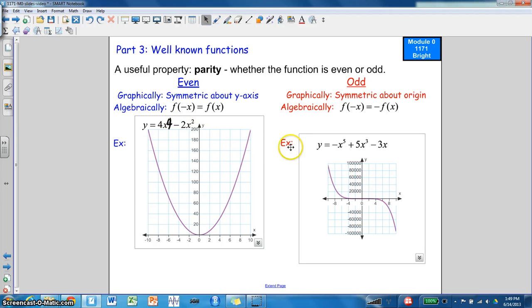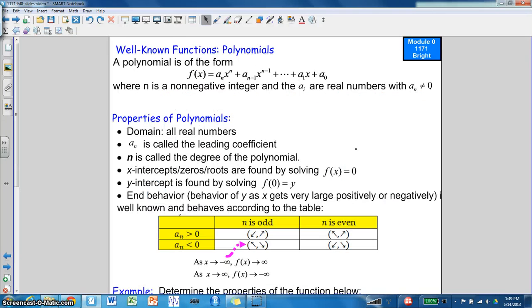One general idea is if you are working with a polynomial and you have only even exponents, then it'll be an even function. If you have only odd exponents, it'll be an odd function. If you have mixed, it's going to be what we call neither. Okay. Now on to polynomials.